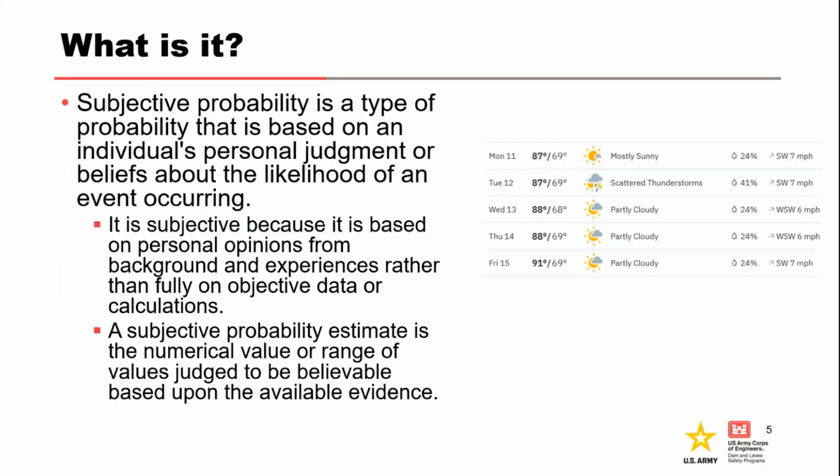So what is it? Subjective probability is a type of probability that's based more on judgment, background, and experiences, as opposed to objective probability, which can be measured, right? Flipping a coin, we know it's going to be a 50% chance, right? Whereas with subjective, you pull in more of your judgment, your background, your experiences to make those estimates.